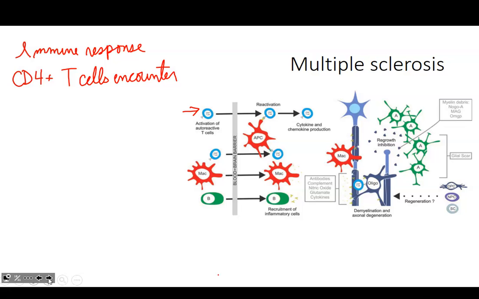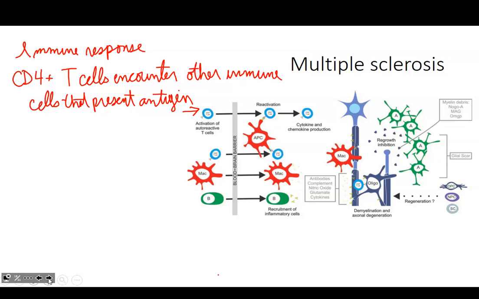So these T cells encounter other immune cells, right, that present the particular antigen of interest, okay? And so you can see here, right, this T cell is interacting with one of these dendritic cells that's presenting the antigen.